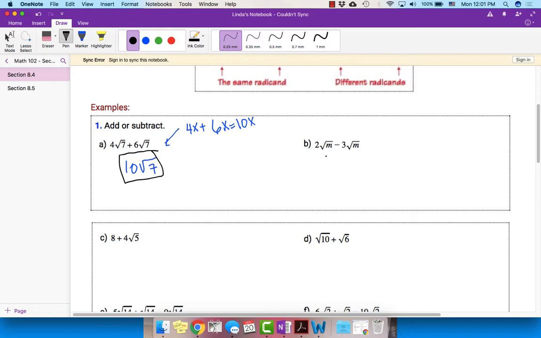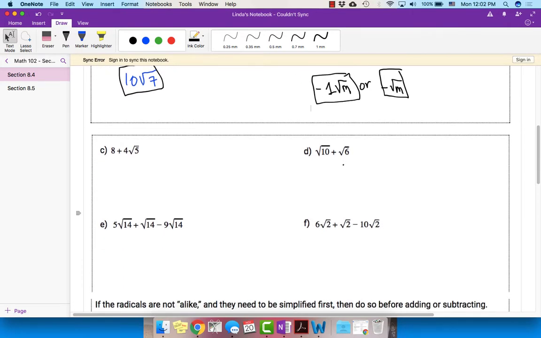Over here, you can see that you have the root of m and you have 2 minus 3. 2 minus 3 means negative 1. You can write down negative 1 square root of m, or you can write down the negative square root of m, and the 1 can be invisible or implied.